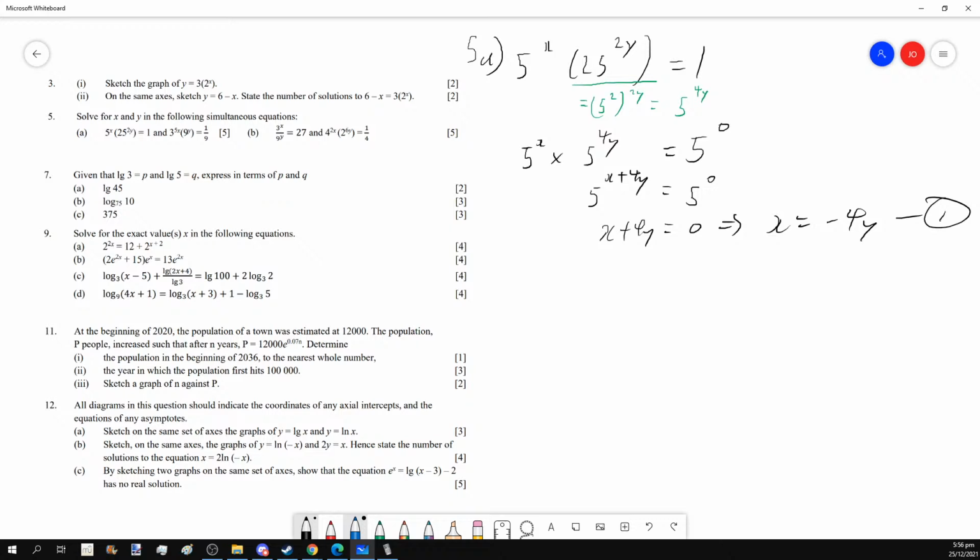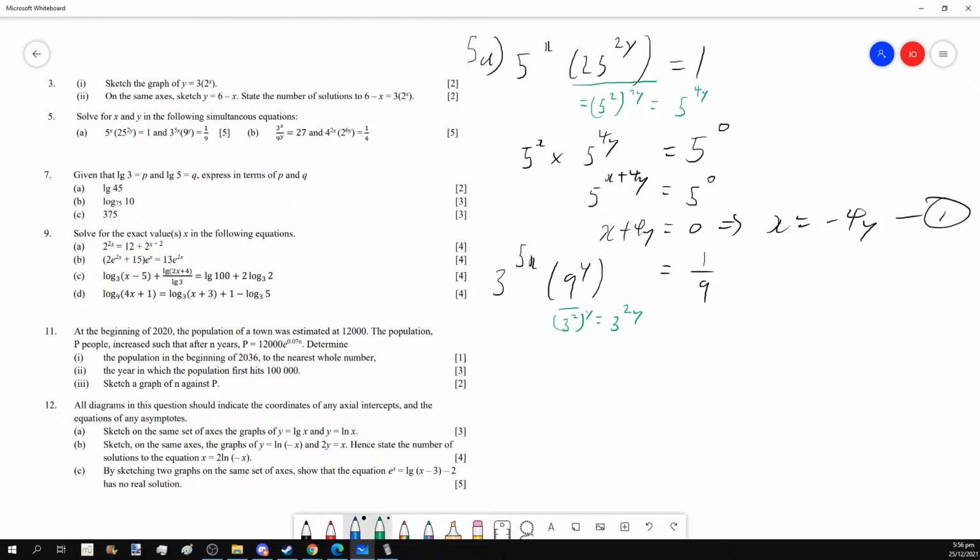Once we have this, let us move on to the next equation. The next one tells us, oh, that is ugly. 3 to the power of 5x, open bracket, 9 to the power of y, close bracket, equals to 1 over 9. Fortunately, over here, I think this is actually more straightforward. 9 to the power of y clearly will be 3 squared, whole thing to the power of y.